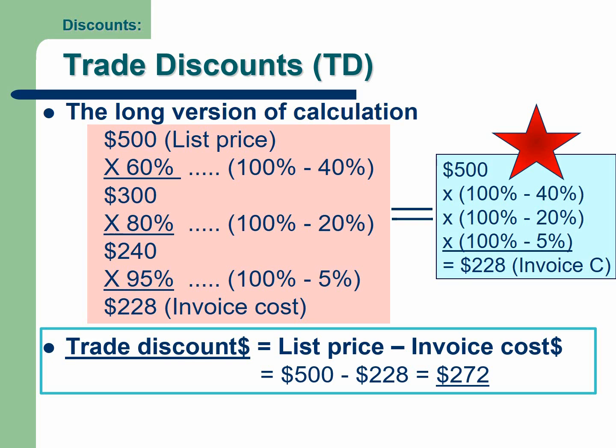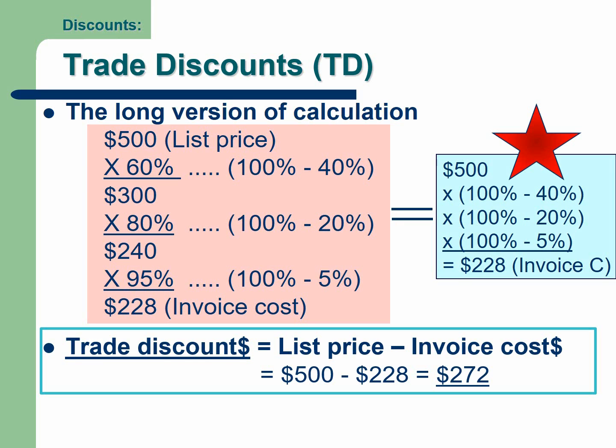So in this example problem, the list price was $500 initially, and the invoice cost after the three trade discounts, 40% and 20% and 5%, was $228. So that makes the trade discount $272, $500 minus $228.